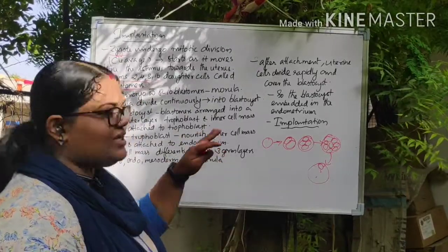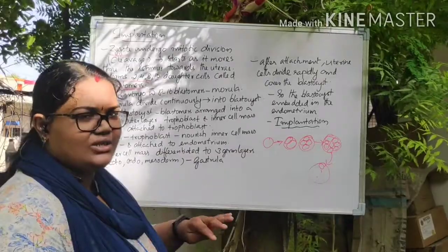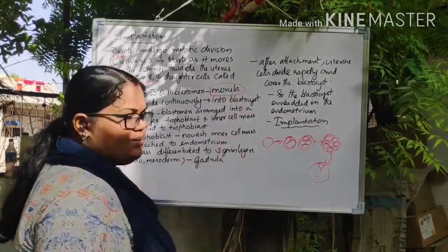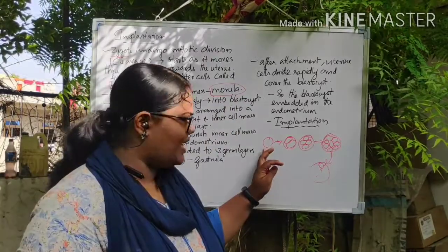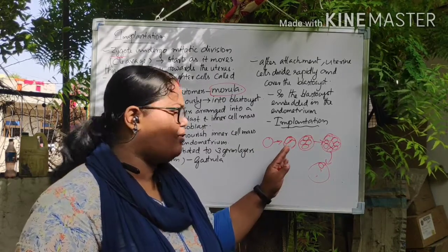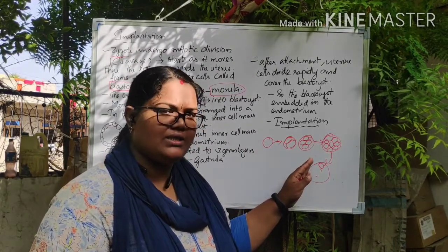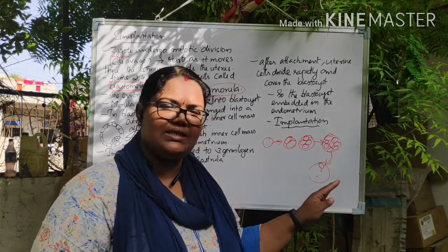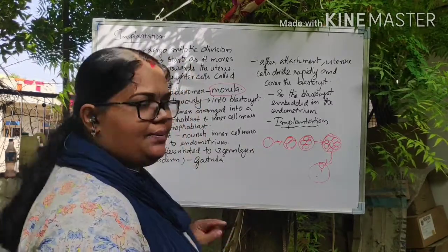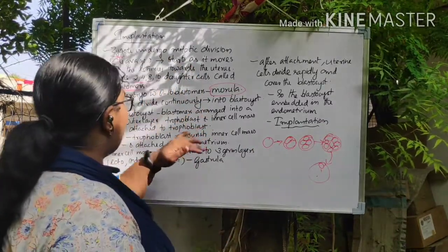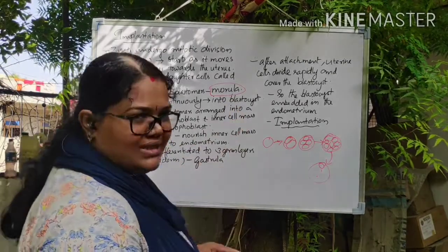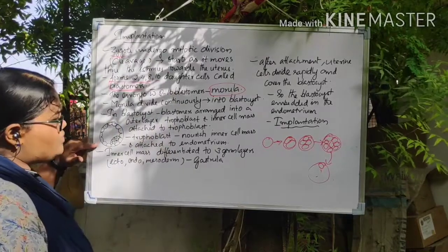But when it reaches the 8 to 16 cell stage, we give it a name called morula. That means the single-celled zygote will divide mitotically and form 2, then 4 daughter cells, then 8 to 16 daughter cells, and then it will have the name morula, right. And this morula again continuously divides and forms another structure called the blastocyst, right. So this is the structure of the blastocyst.